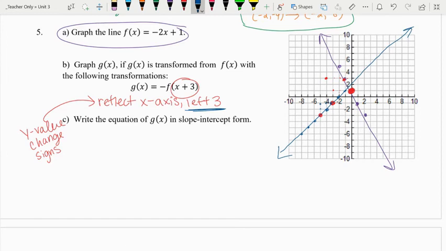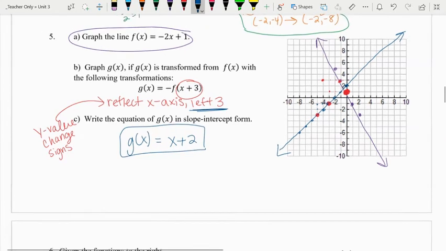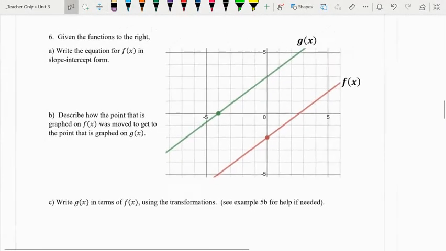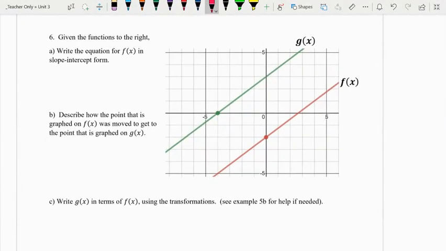All right. So that would make our y-intercept at 2. So I know g of x, look, I remembered this time, equals our new slope, which was 1, right? x, and then plus 2. Okay. So that's the last example like this. We're going to look at it just a little bit different for our last problem in the notes.